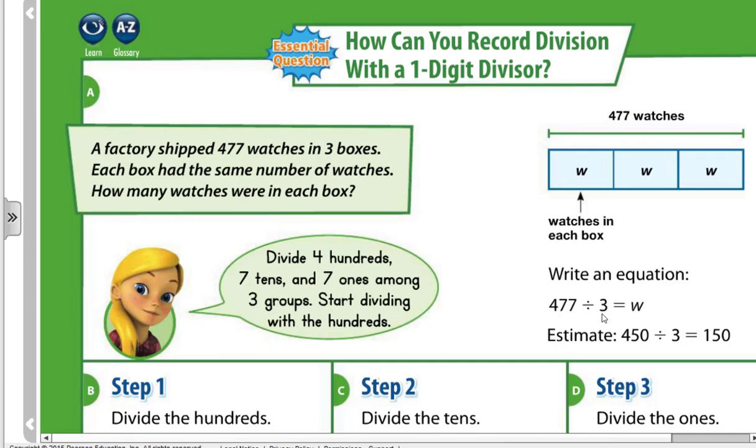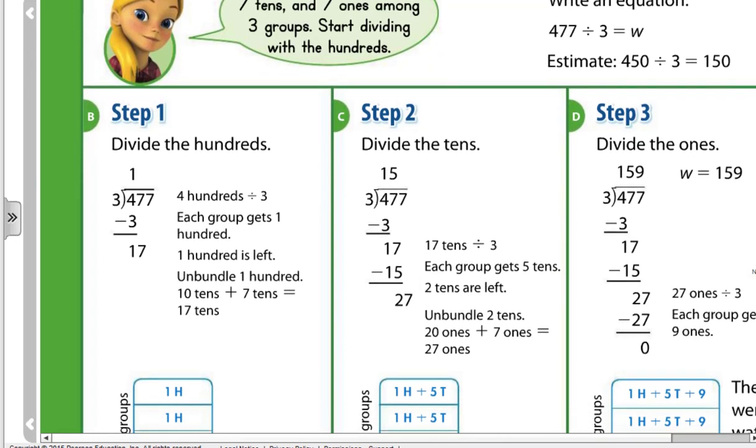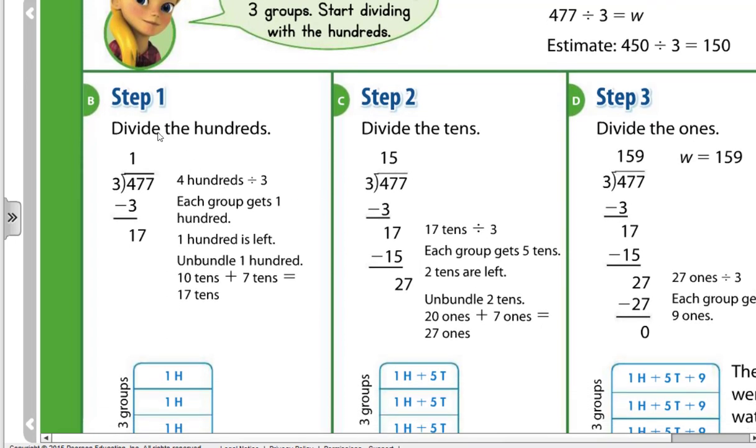We can estimate this to see if the solution is near to the estimate or not. So the nearest number to 47 that we can divide by 3 is 45. So 450 divided by 3 is equal to 150. And now we will see the steps. As you can see here with me, we start dividing with the hundreds, the greatest place value that we have. So we start in the dividend from the left. And after that, move to the tens, and after that, move to the ones.